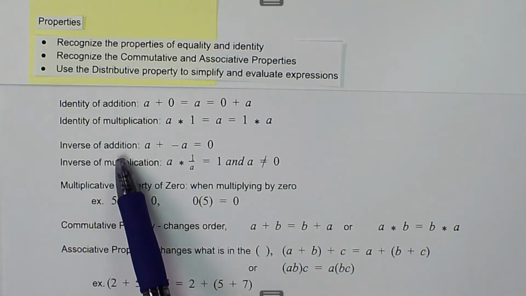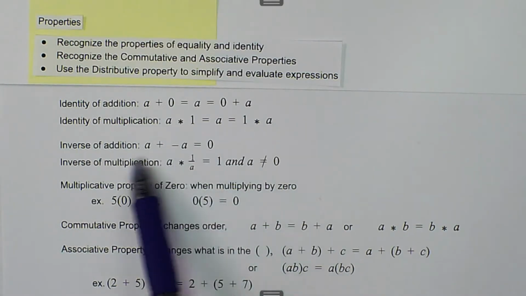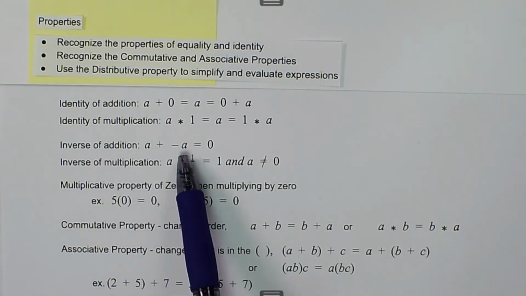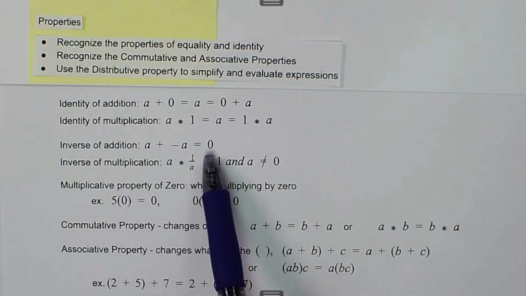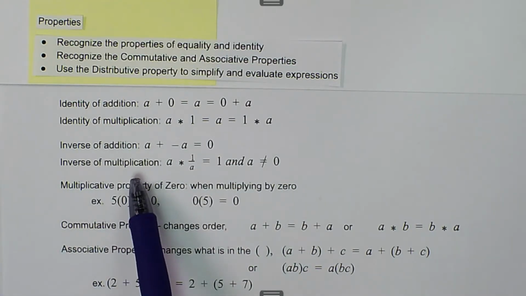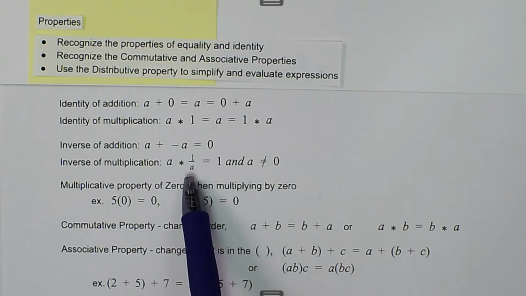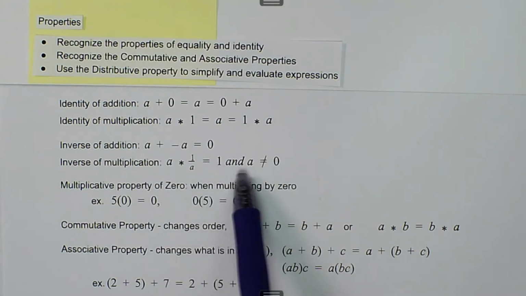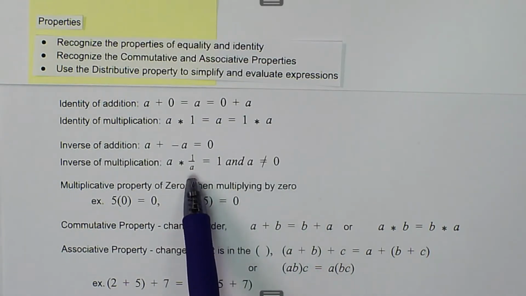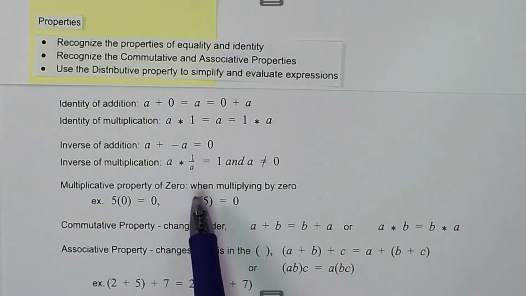The inverse of addition, so if we have a, we add the negative, so that's equal to 0. So inverse of addition, if you subtract the same number from itself, it will give you 0. And the inverse of multiplication is if we have a and we multiply by the reciprocal, or 1 over a, it will give you 1. In this case, a cannot be 0 because if you plug 1 divided by 0 in your calculator, you'll get an error. So we can't divide by 0.